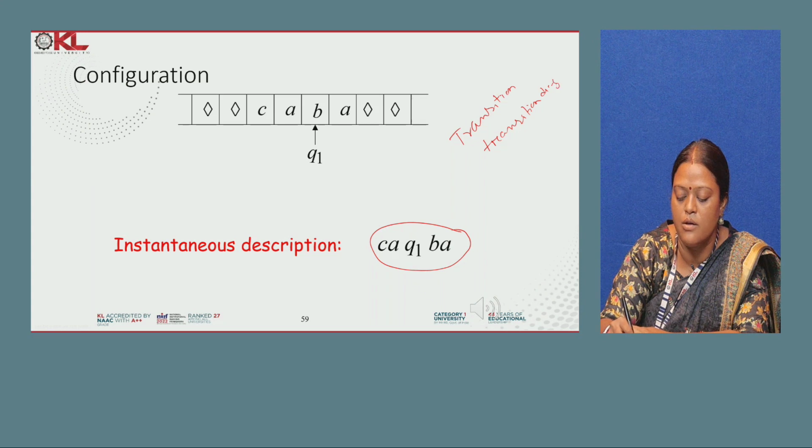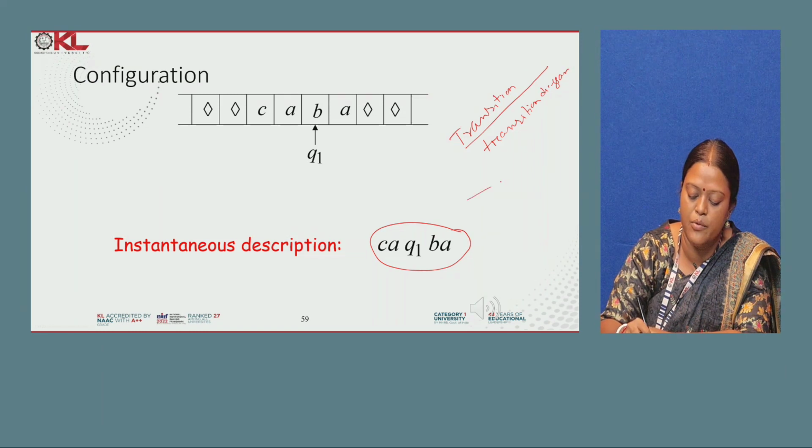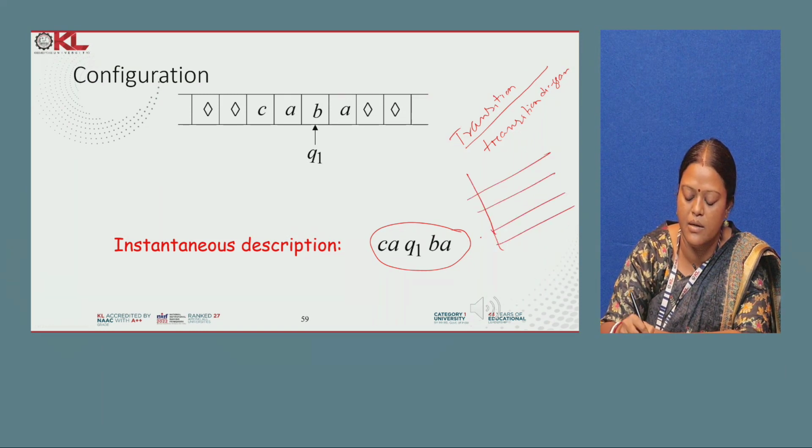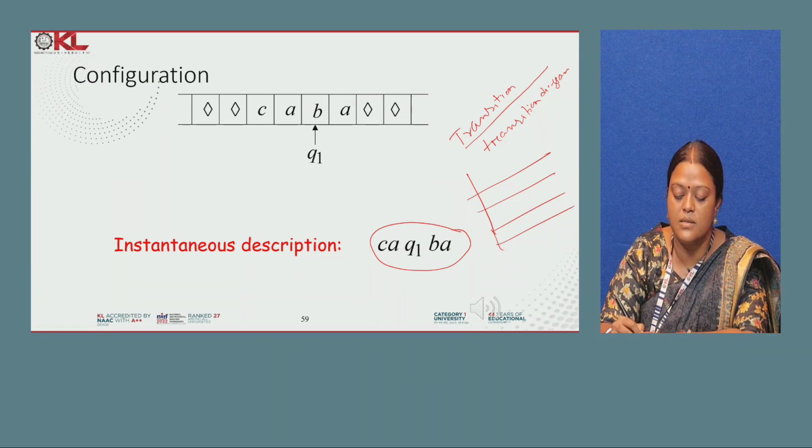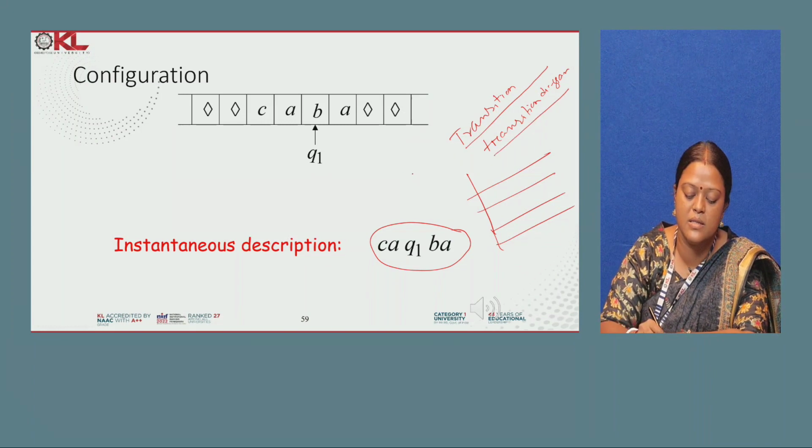So all these concepts you have already studied in PDA or finite automata. Transition table we already know. Whenever we represent a set of transitions in the form of a table, then it is called a transition table. And the same thing can be represented by a transition diagram, that is the state diagram.